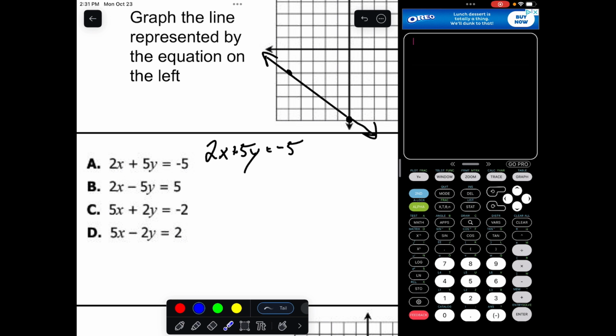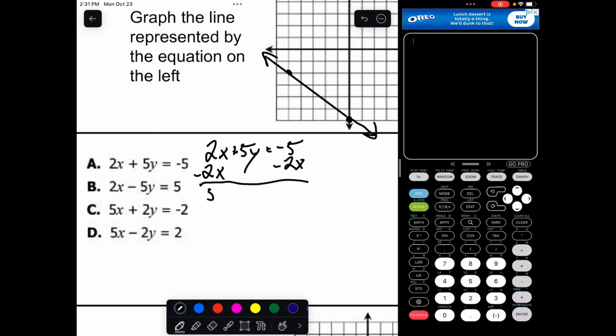I'm just going to do it 3 separate times. Hopefully less. Maybe the answer is choice A, or maybe it's B. I don't know. I want to get the y by itself, so I have to remove the x. So minus 2x, minus 2x.